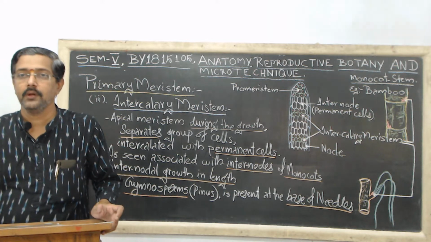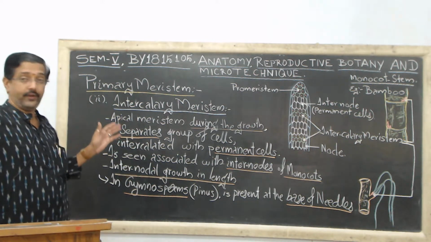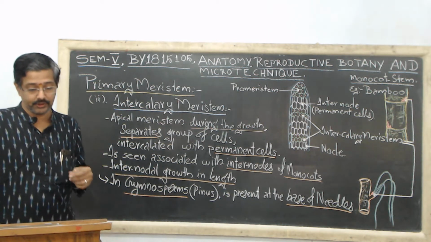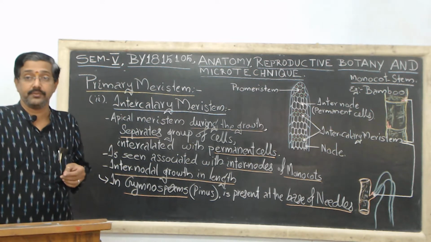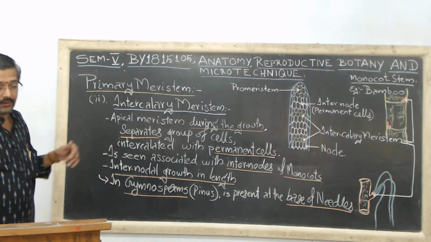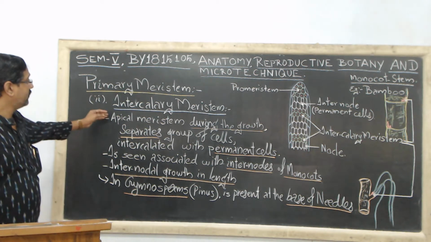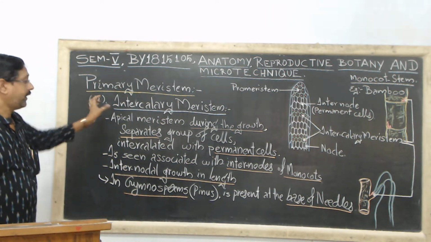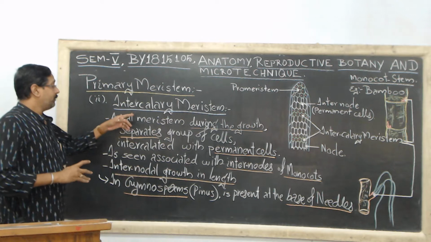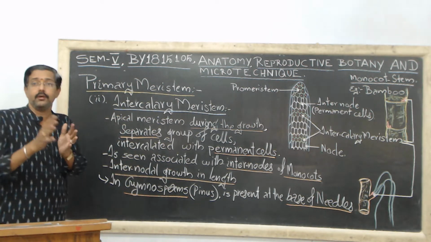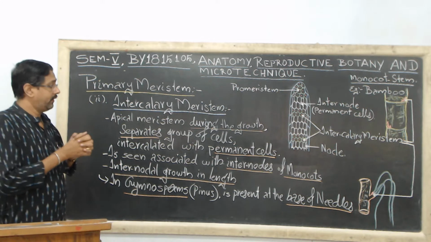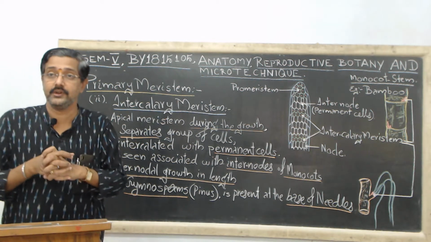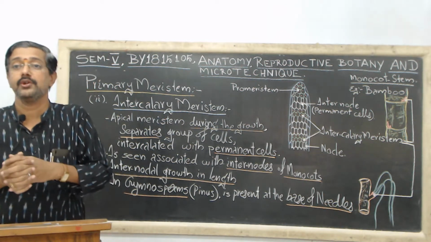Today's session starts with the continuation of primary meristem. In the last session we discussed apical meristem, and the second kind of meristem is intercalary meristem. Here, in intercalary meristem, it is already defined that it is intercalated with the permanent tissues which are developed from the primary meristem in the shoot.